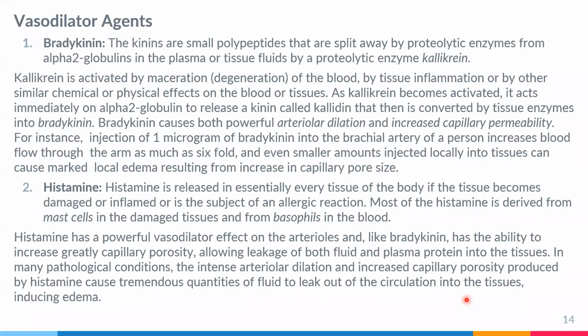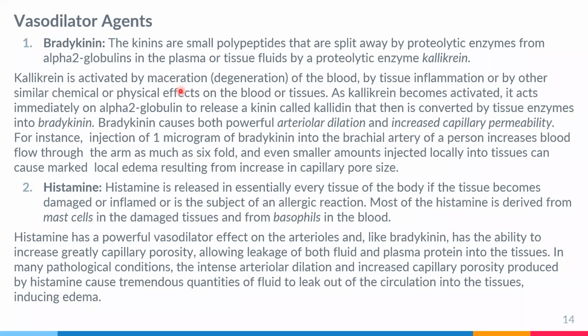Next, we move on to vasodilatory agents. The first vasodilatory agent that we will look into is bradykinin. The kinins are small polypeptides that are split away by proteolytic enzymes from alpha-2 globulins, which are proteins present in the plasma or tissue fluids, by a proteolytic enzyme known as kallikrein.